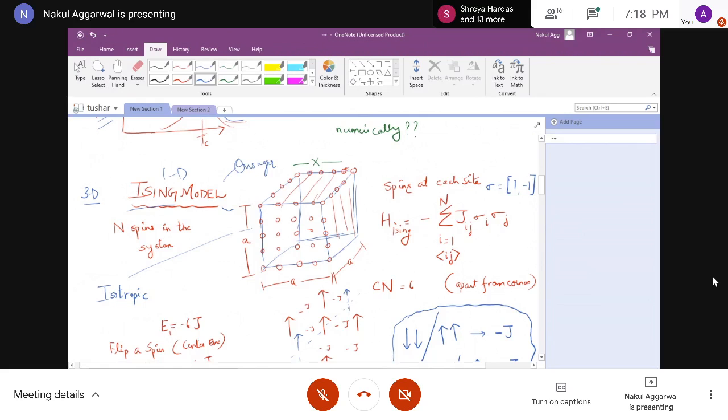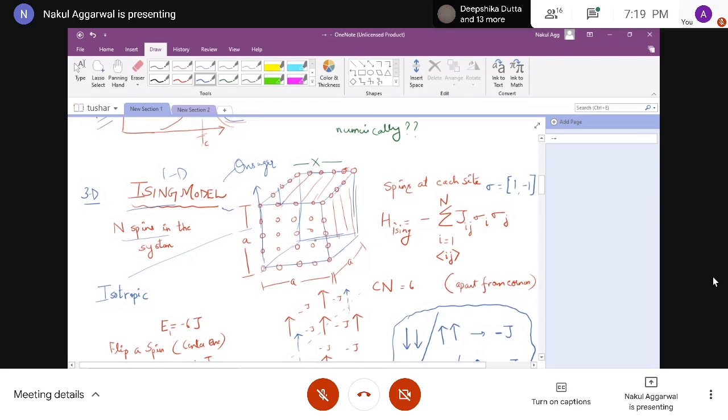Like I've mentioned very briefly, you have a system or a lattice where you have these atoms. You're representing all these atoms by a spin, so they can have either spin up or spin down. Here I have shown a 3D Ising model, and assume that there are n spins in the system. So how do we write the Hamiltonian for this system?